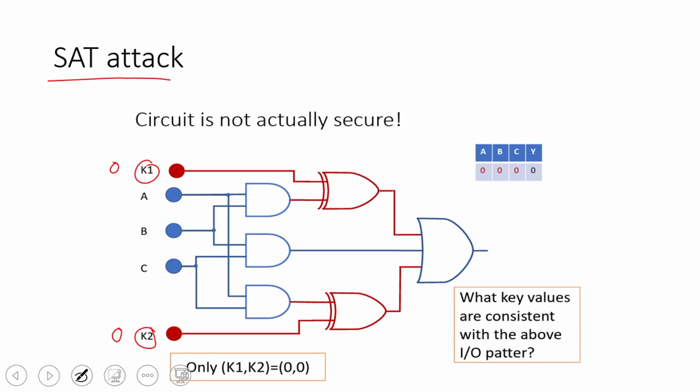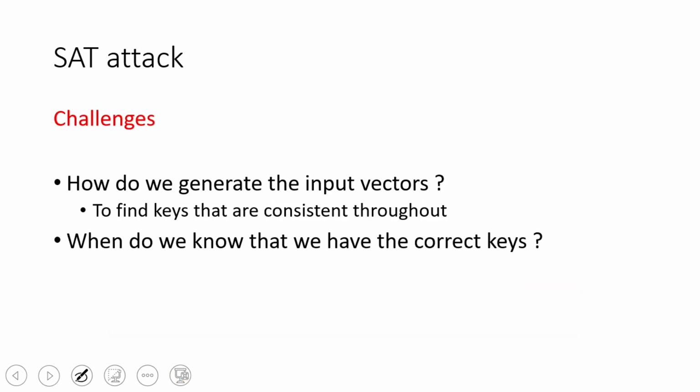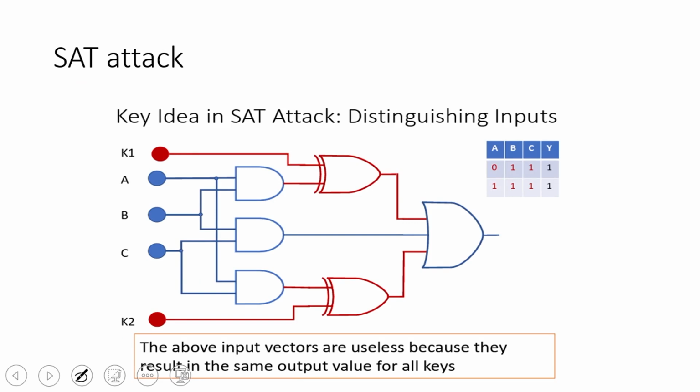So, what will the attacker do? If you give any input to this circuit, basically this is a locked design, but you can give any input. So, you give 0 1 1, and you will get some output, and the key value can be anything, you can assume something.